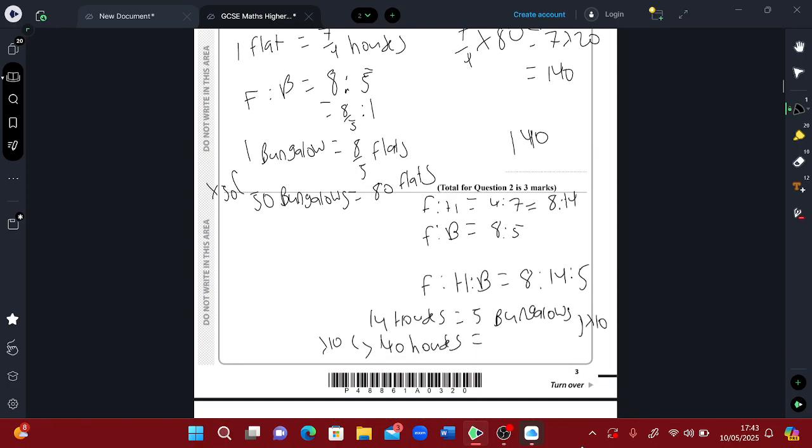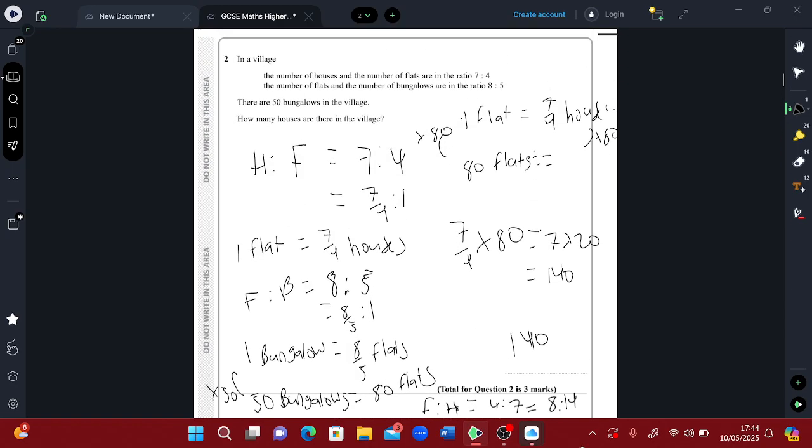However, I recommend this one if I'm going to be honest. If you're a bit more efficient, a bit more knowledgeable and comfortable with ratios, you can combine ratios like this into one. And it's quicker, right? So you get 140 houses with 50 bungalows. There you are. And that's another way of doing it. Do it clean as well. But yeah, that's how you'd approach that sort of question.